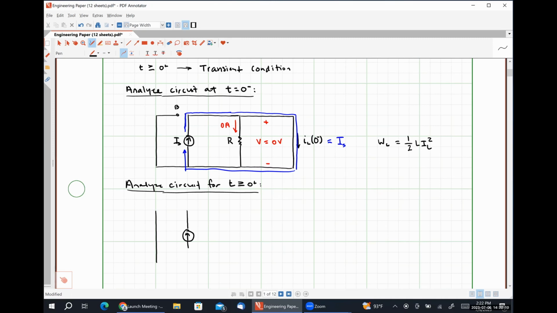So here's our current source, IS, closed at B. A is open here. Here we have our resistor. Our circuit is no longer at DC steady state because something has changed. And if something changes, we're no longer at DC steady state. So my inductor is now going to behave like an inductor. So I'm going to put L there.